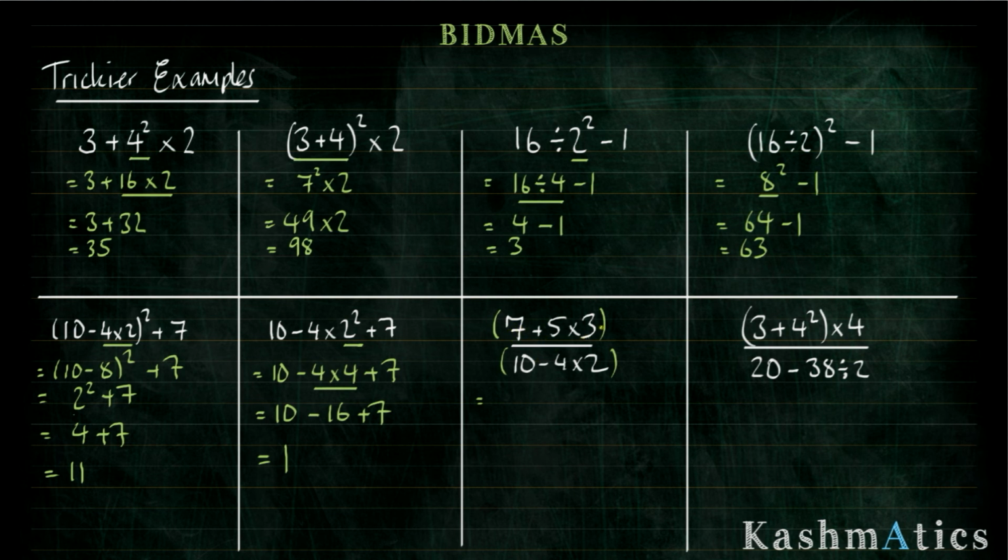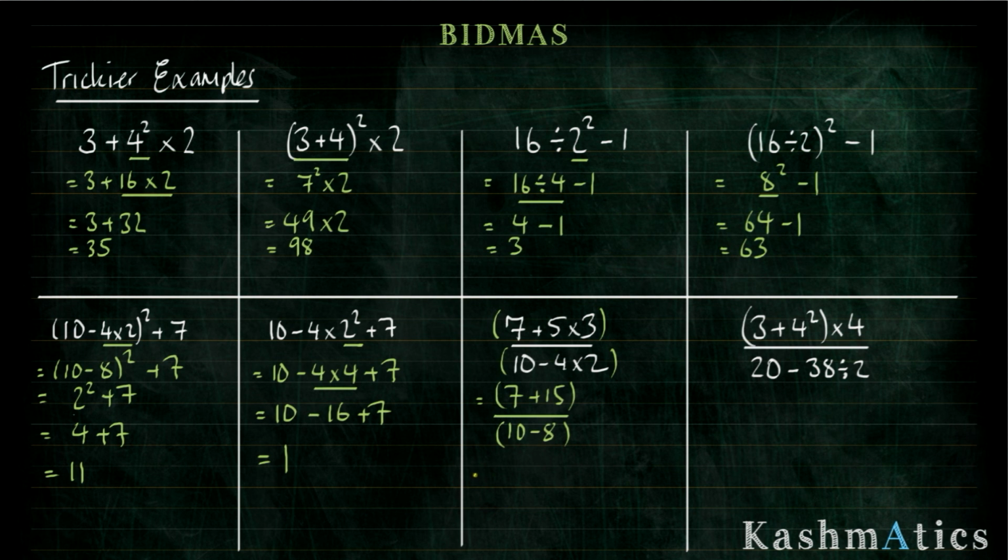So we need to do BIDMAS with this numerator separately. So it becomes 7 plus 15. Okay, you need to do the 5 times 3 first. I'm still going to keep it in brackets, divided by 10 take away 4 times 2. So I need to do BIDMAS with the bottom as well. So it's 10 take away 4 times 2. So 10 take away 8. So again, I want to put brackets there.